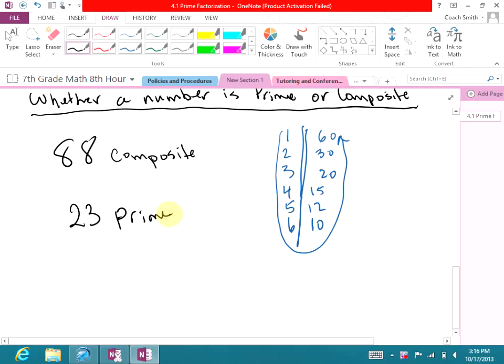Now, if they ask you to explain why it's prime, you would just say, because it only has 2 factors, 1 and 23. That's how you explain if it's prime. If it's composite, like 88, I could say 8 times 11 is 88, so therefore it can't be prime, it's got to be composite. That's how you would explain it. I am not requiring you to explain your reasoning. The directions say in the book, explain your reasoning, but you do not have to do that. All you have to do is tell me whether the number is prime or composite. Okay? Nicole?